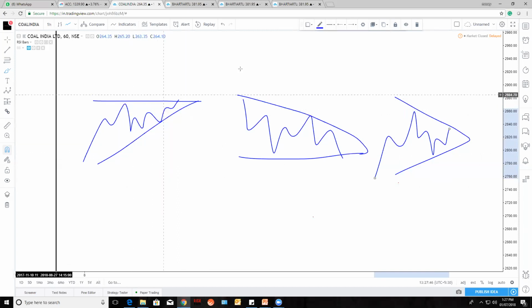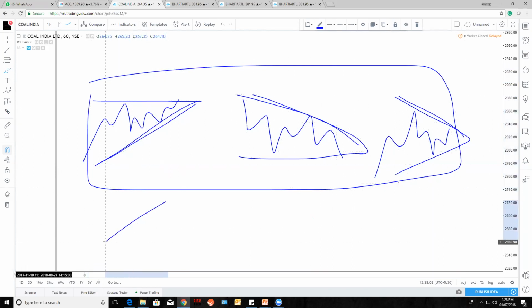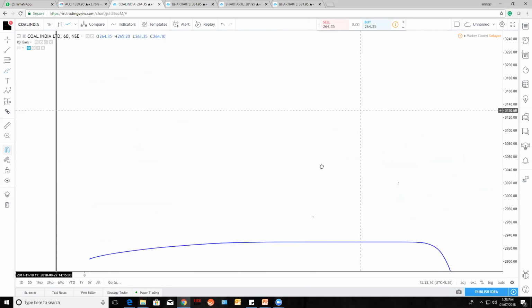symmetric, asymmetric triangles. This is a symmetric, this is asymmetric. What does this mean? This is one type of triangle, this is a second type of triangle, and this is a third type of triangle. All three are contracting types of triangles, and in that you may also get an expanding type of triangle. Three possibilities. I'll go once again.